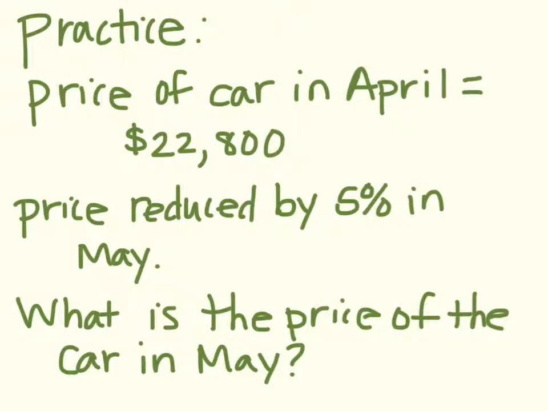Now try this problem on your own. The price of a new car was $22,800 in April. However, the price of the car was reduced by 5% in May. What is the price of the car in May? This is a little different than the other two problems we've done because it's asking you to find a percentage and then subtract it from the total, as opposed to finding a percent and then adding it to the total. However, I'm positive that you can figure it out. Press pause while you work, and when you come back, we'll introduce a new type of problem. Go!